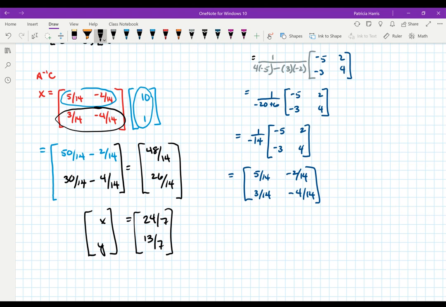Now we are going to do a 3 by 3, but we will use the calculator for that.